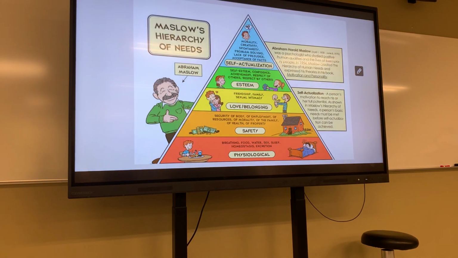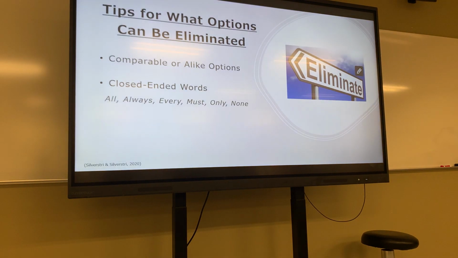So after you read the question, you need to kind of ask yourself, what is this asking me? Put it in your own words before you look at the options. When you're looking at the options, things that you can eliminate are the close-ended words. All, always, never, get rid of them. There's always an exception to the always, never, all, etc. Okay? You can also get rid of the comparable or alike options.